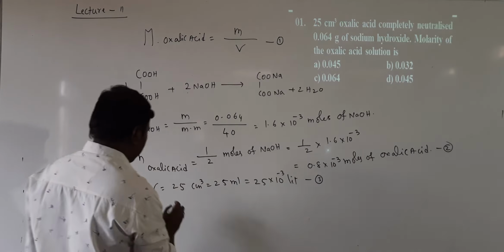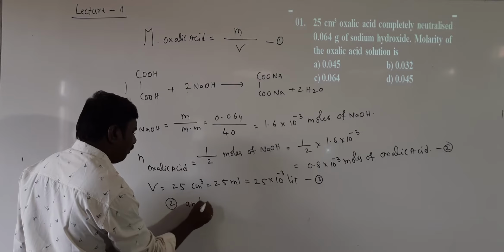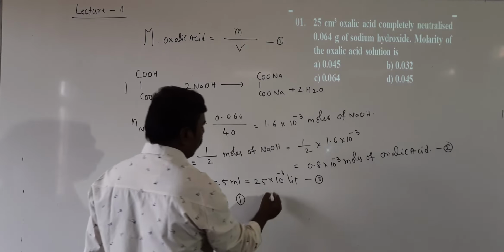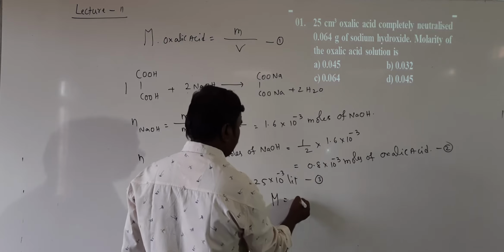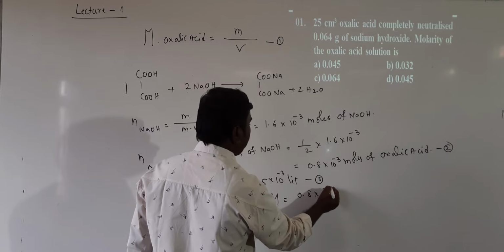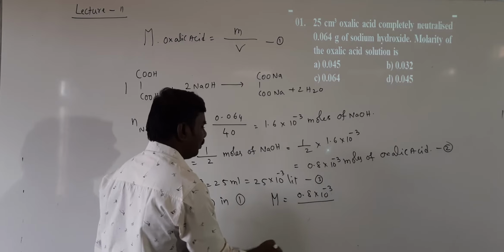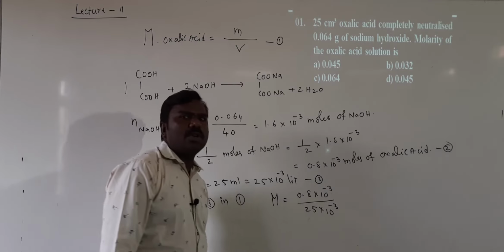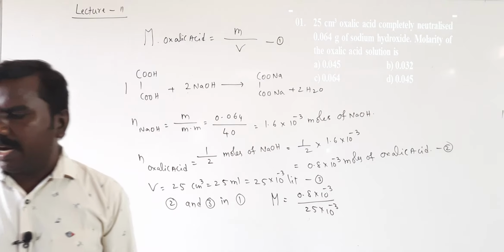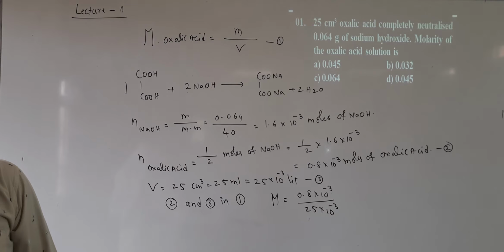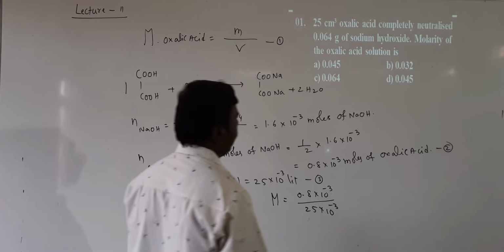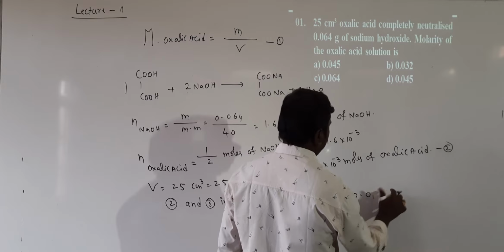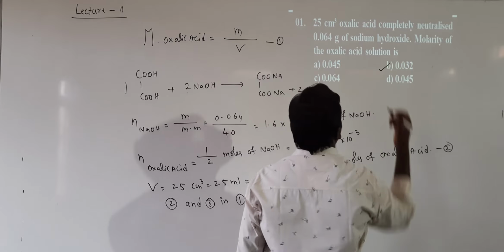So here, 2 and 3 will be substituted in 1. Then you will get molarity equal to number of moles 0.8 into 10 to the power of minus 3, volume 25 into 10 to the power of minus 3. On solving this, you will get the right answer. The answer is 0.032. Option B is correct.